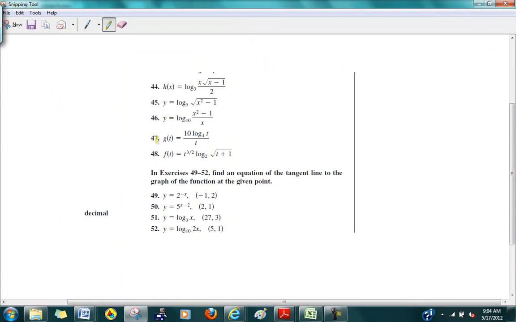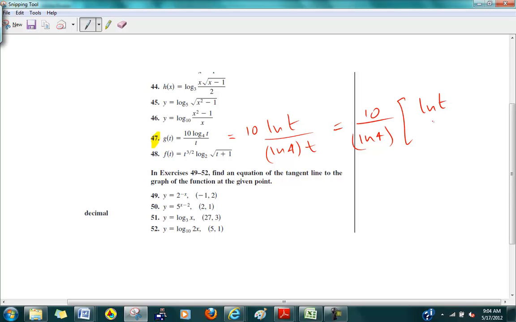Okay, so we're going to do this one here. Probably the easier way of doing this is to change bases up front. So then this becomes 10 ln t over ln 4 times t. Change the base from log to the base 4 up front. You could do it later, but it's a lot easier if you do it up front. So then this becomes 10 over ln 4 times ln t over t. Then you're going to use a quotient rule.